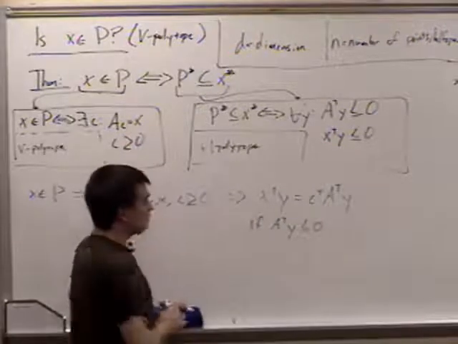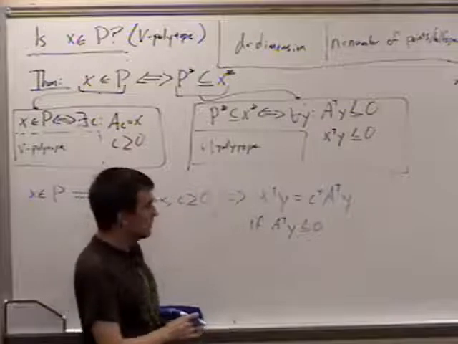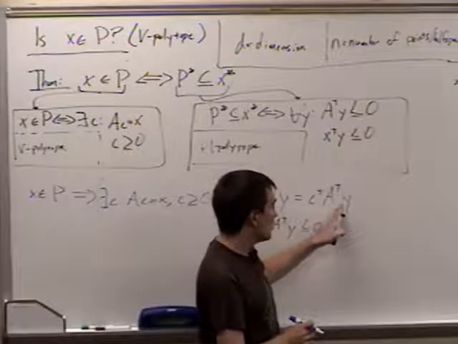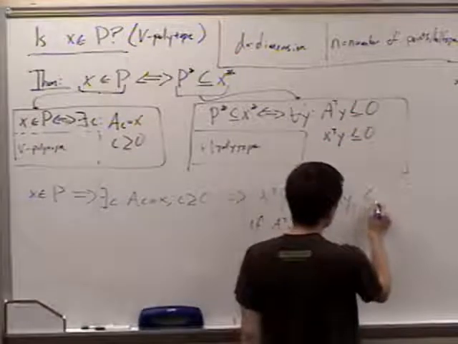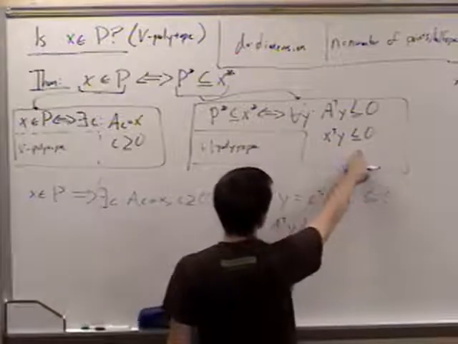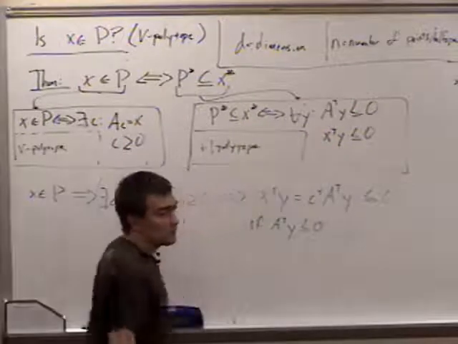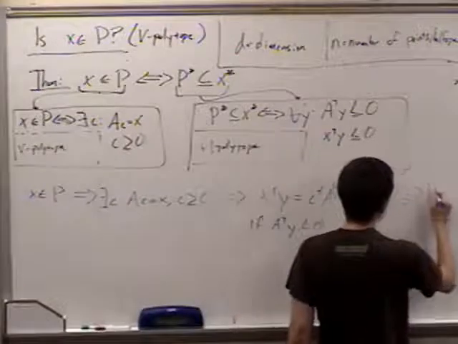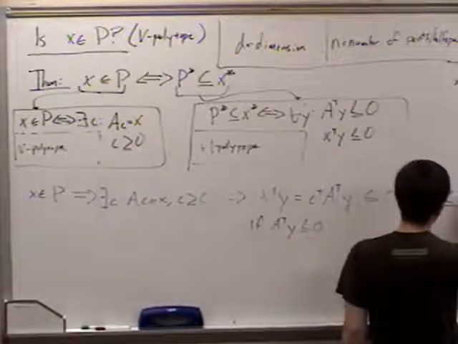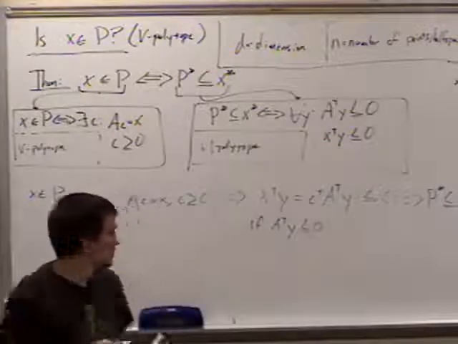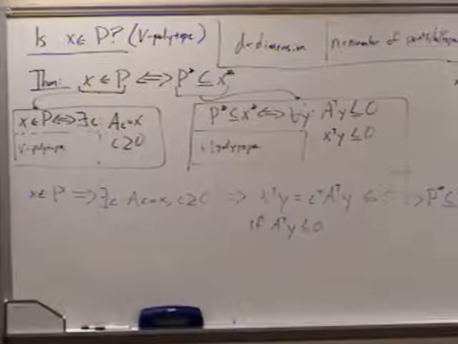These C's are greater than 0, right? So this whole thing here is basically a positive value, our C, times a negative value, our y. This is going to be less than or equal to 0, which means that this point here, y, is contained inside the dual half space x star. And so this implies P star is contained in x star. So does everyone follow that? So that's the first chain of reasoning.